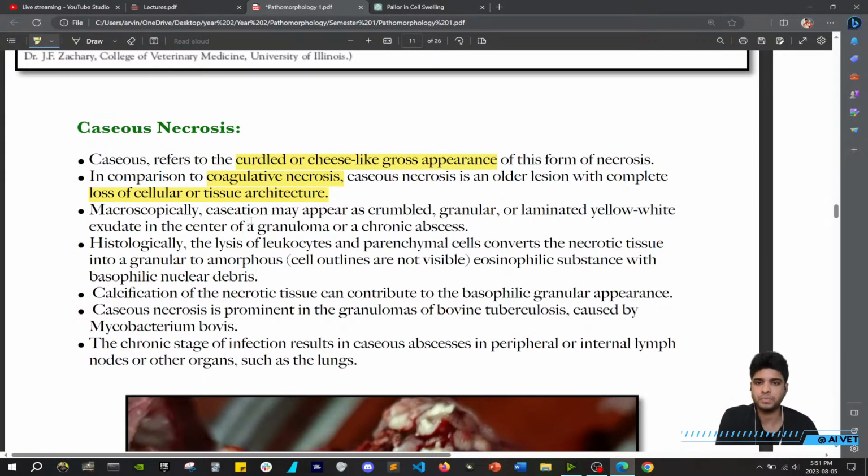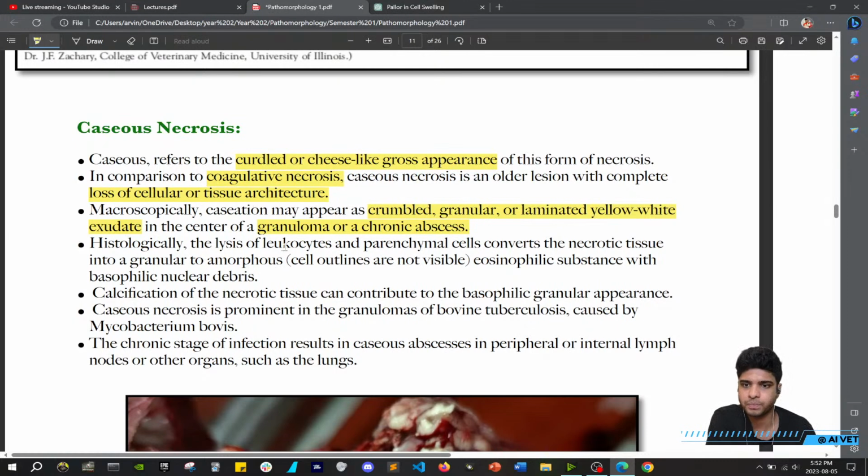Macroscopically, caseous necrosis may appear as a crumbled, granular, laminated yellow-white exudate in the center of a granuloma or a chronic abscess. Okay, surrounding an abscess, crumbled, granular, laminated yellow-white exudate. That's what gives it the curdled, cheese-like gross appearance, right?